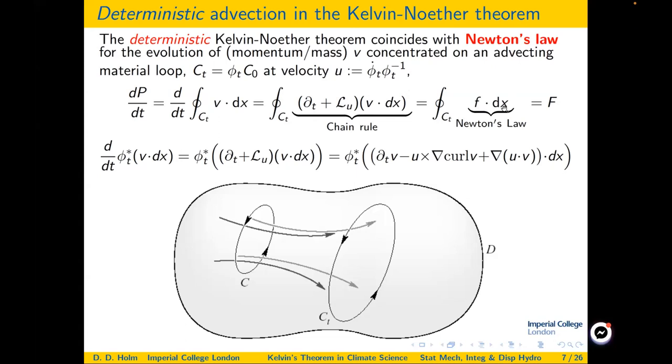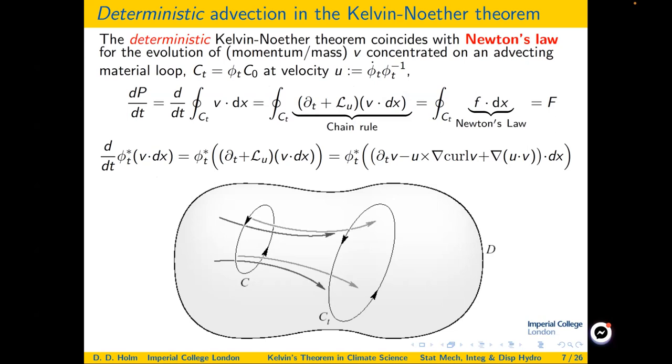This, according to Newton's law, is the integral around the mass distributed in a loop of the force per unit mass, and this is just Newton's law. Okay, so here's a quick way of saying this in terms of pullback by this smooth invertible map. Now the trick is to follow Crichton and make this map, its velocity, depend on time stochastically. This was a deterministic story.